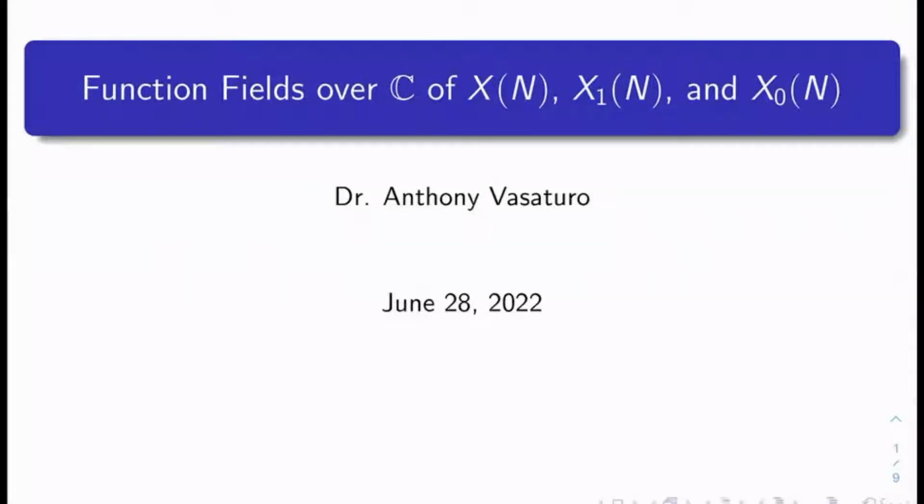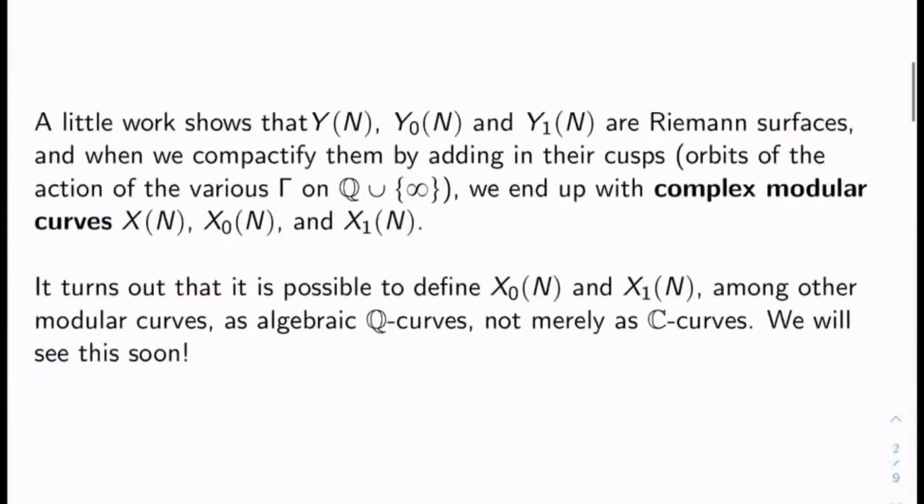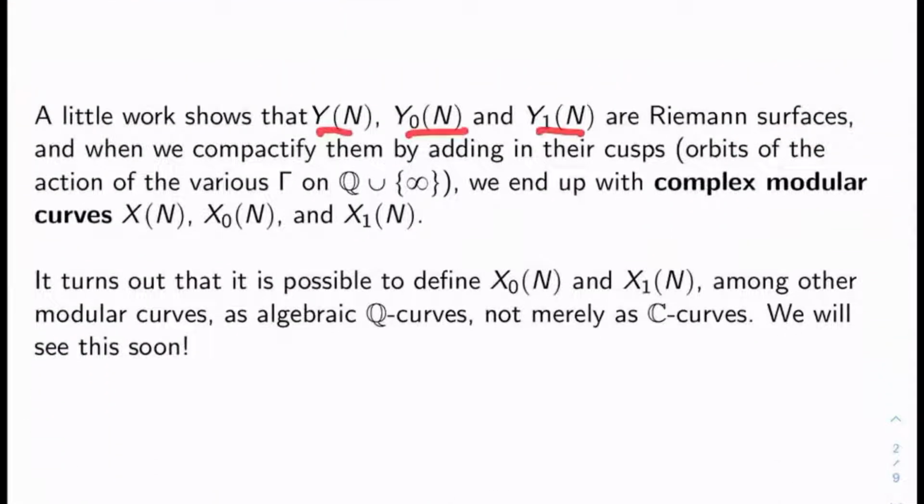Welcome back, everybody. Today, we are finally going to discuss function fields over C of the modular curves X(N), X1(N), and X0(N), which we haven't even defined yet. So let's get started. The Y(N), Y0(N), and Y1(N) from last time can actually be shown with a little elbow grease to be Riemann surfaces, which justifies the term modular curve. But you can compactify them by adding in their cusps.